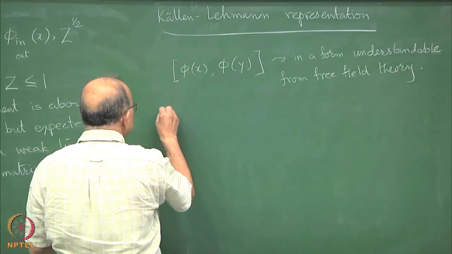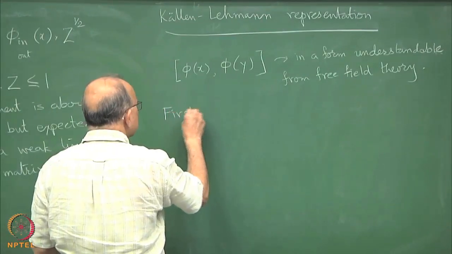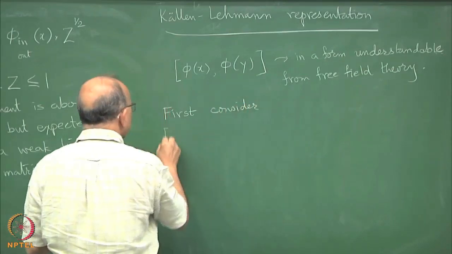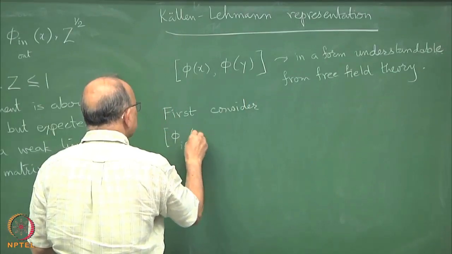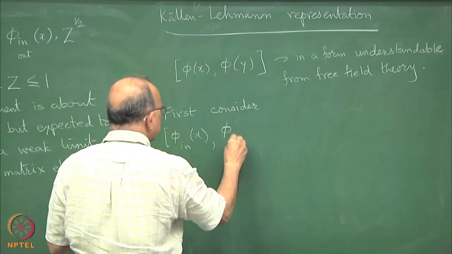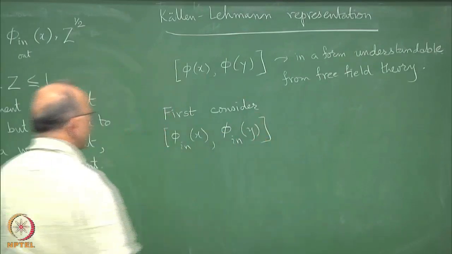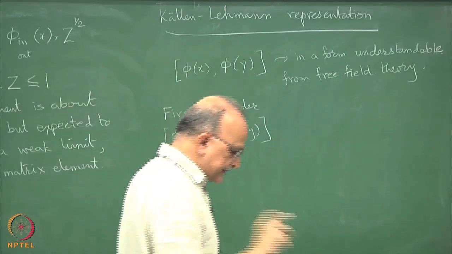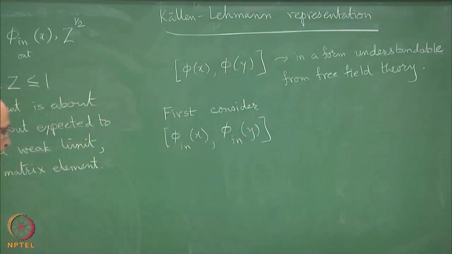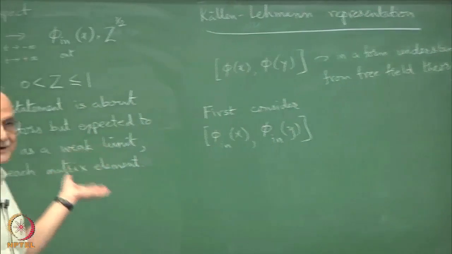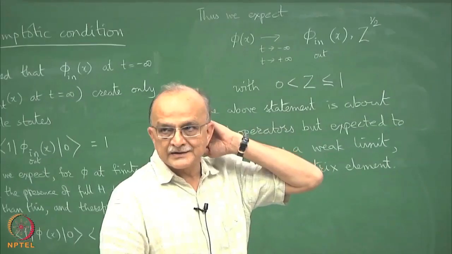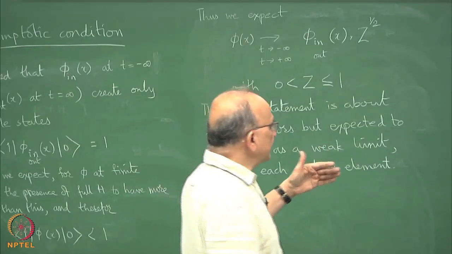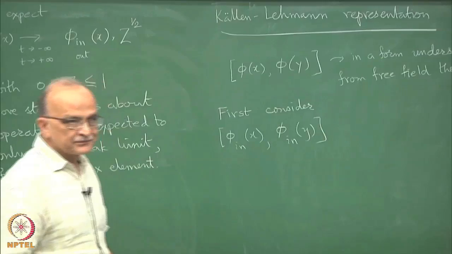First, begin with phi in. Could be out also, but let's just do phi in. Consider this commutator. So this is not a time-ordered product. This is the genuine commutator of phi x and phi y, which you know has to be 0 at equal time. The canonical commutation relations say that this has to vanish at t equal to 0, but here it is for general arguments x and y.